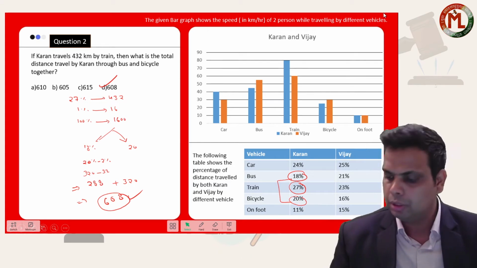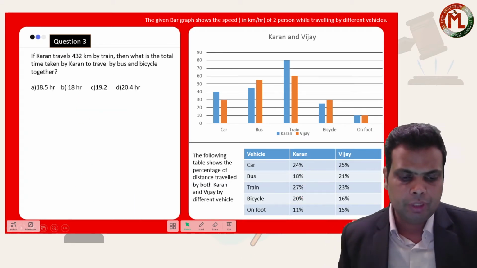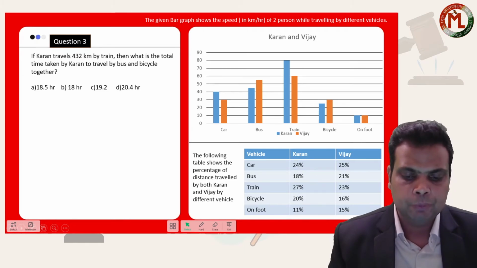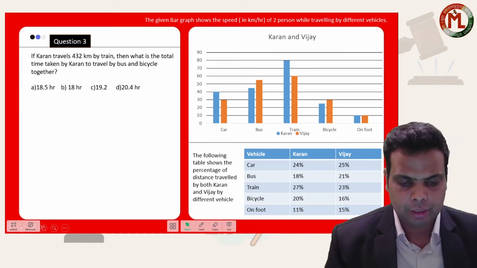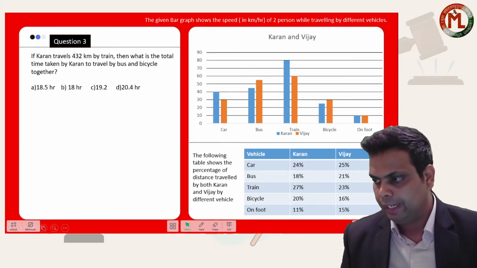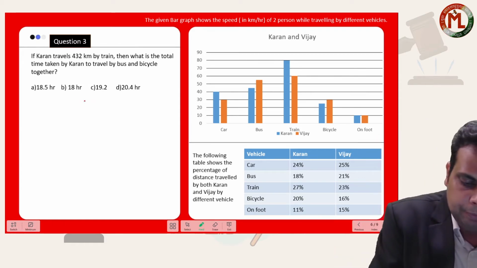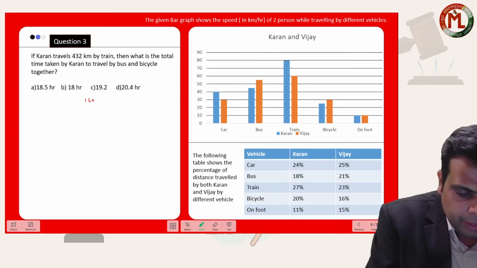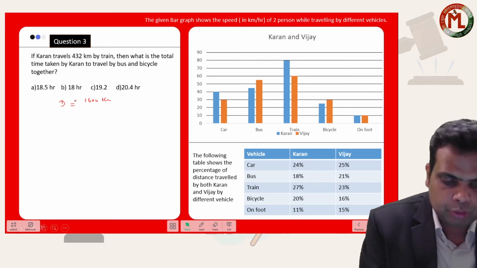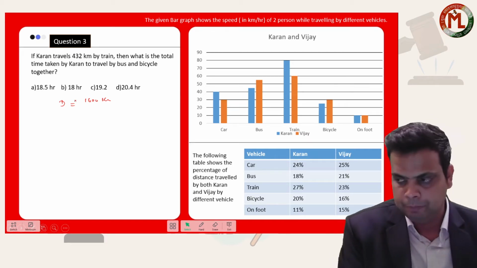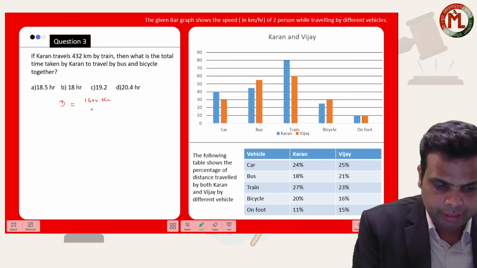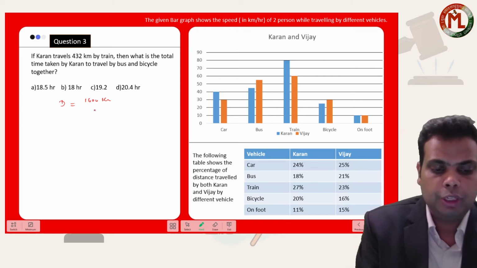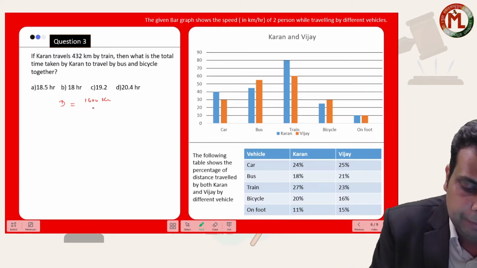Now come to question number 3. The question says, if Current travels 432 km by train, then what is the total time taken by Current to travel by bus and bicycle together? Right. Now the total time. From the previous question we got 1600 km traveled by Current. Now this 1600, the question is what is the total time? So first we have to find out the distance.